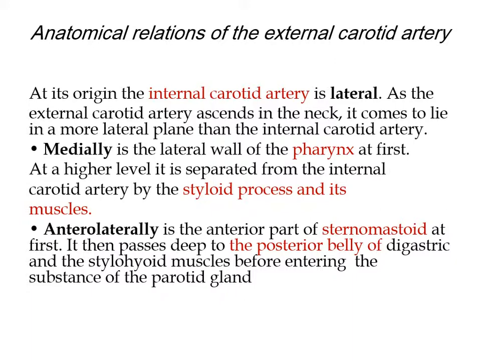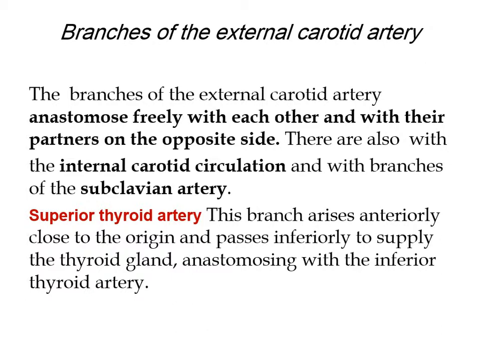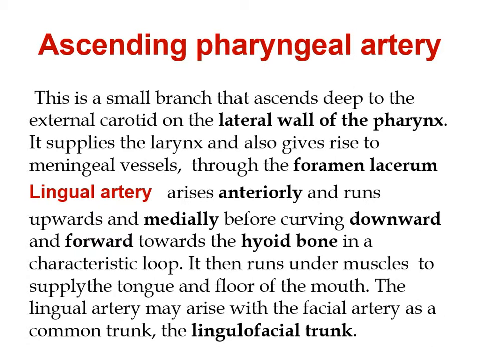Anterolaterally, it is covered by the sternomastoid at first, and passes deep to the posterior belly of the digastric and stylohyoid muscle before entering the substance of the parotid gland. This is what I mentioned, the branches of the external carotid artery: the ascending pharyngeal artery, external on the lateral wall of the pharynx, and the lingual artery, which arises anteriorly to run medially and upward before curving downward and forward toward the hyoid bone.